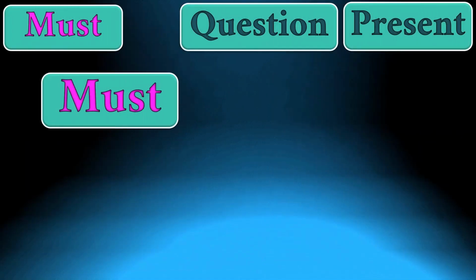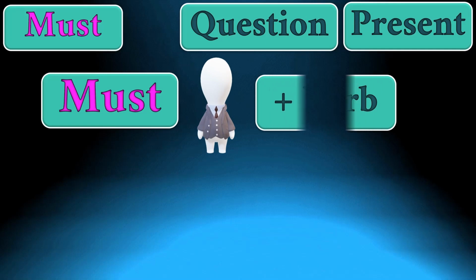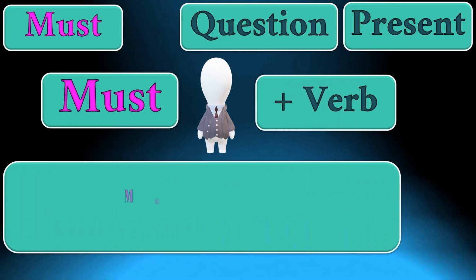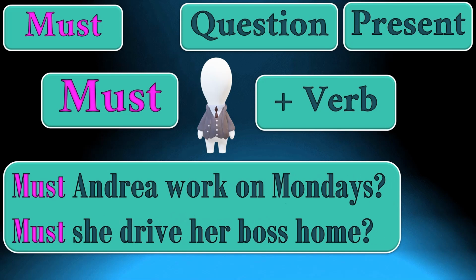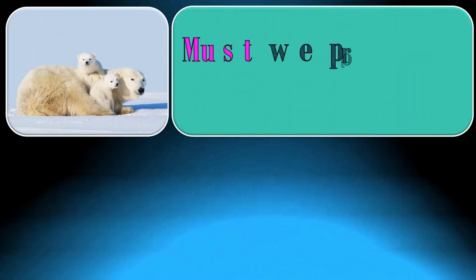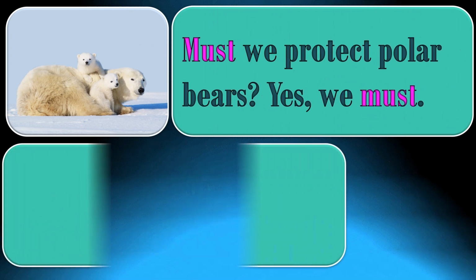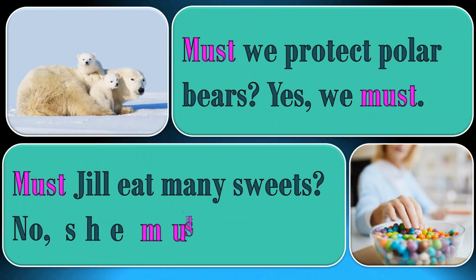To ask a question about present obligation or necessity, we start with must, then the subject and the verb. Must Andrea work on Mondays? Must she drive her boss home? Must we protect polar bears? Yes, we must. Must Jill eat many sweets? No, she mustn't.